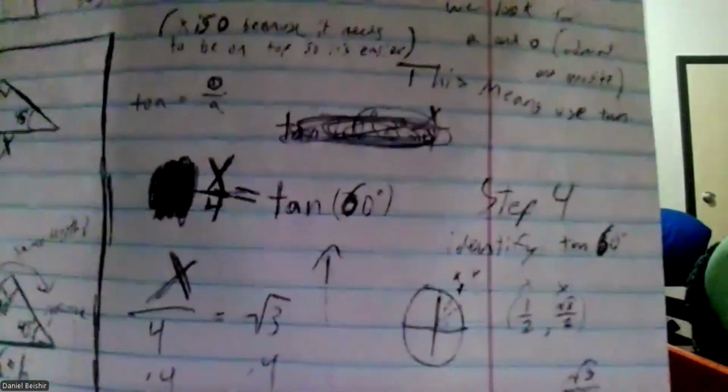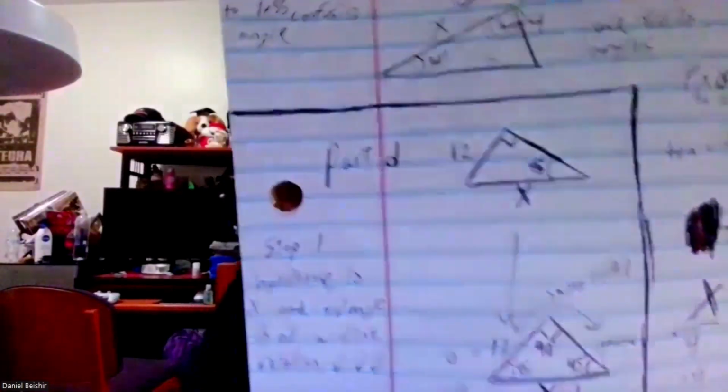We can just fill that in, making our problem x over 4 equals square root of 3. We multiply both sides by 4, and that makes x equals square root 3 times 4. Part D for question 3 is also a triangle.